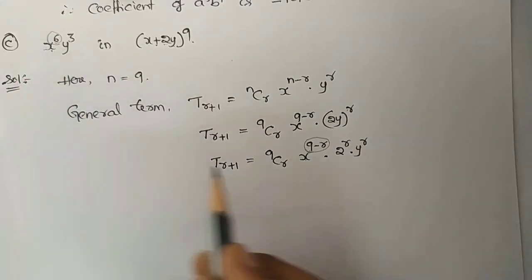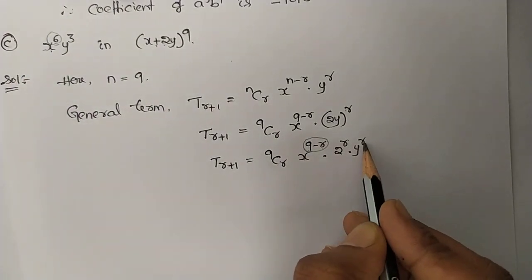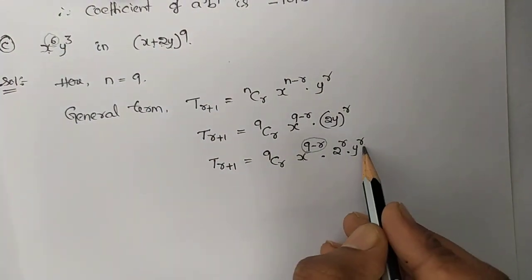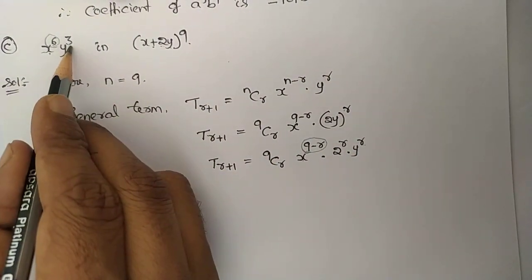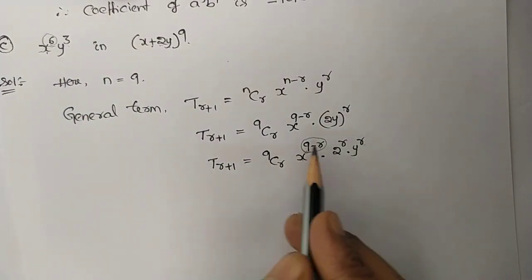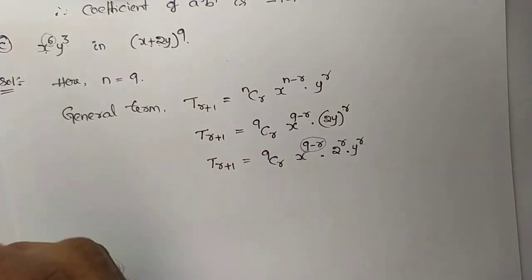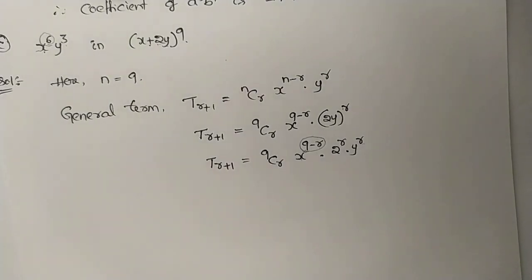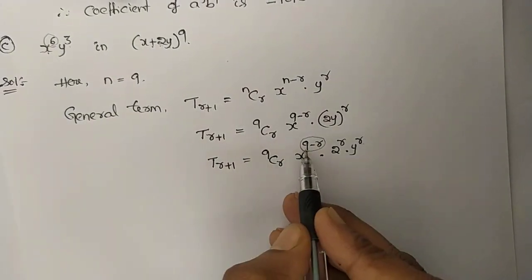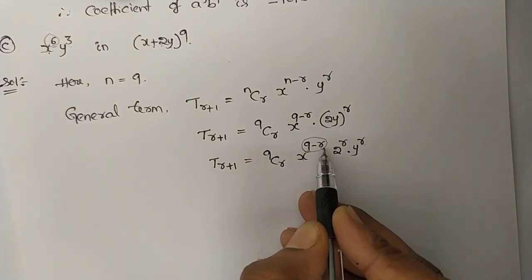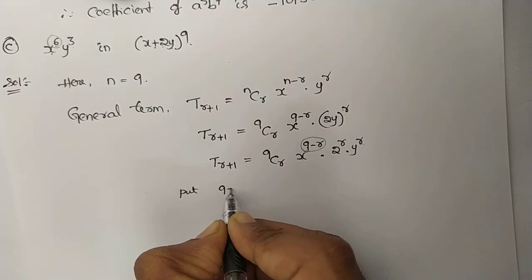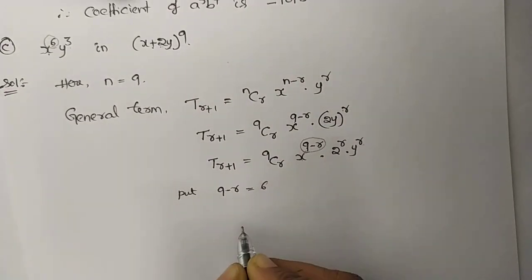Or else you can take y powers, I mean y power r, where y cube is there. You can equate r equals 3 or 9 minus r equals 6. That's your wish. So I am equating x powers, that is 9 minus r equals 6. So put 9 minus r equals 6.